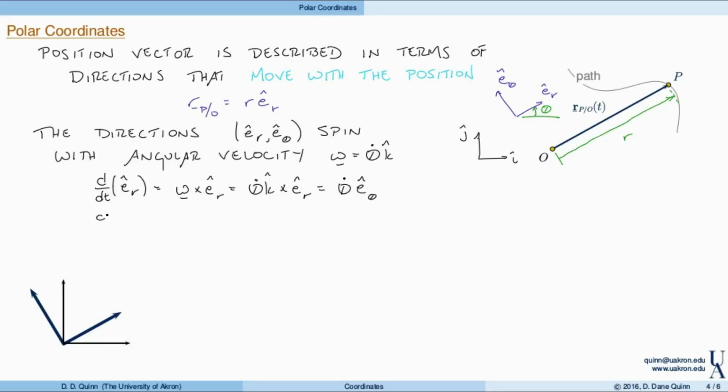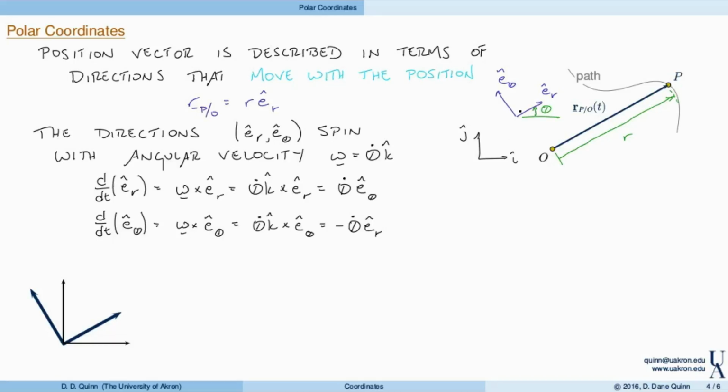Looking at e theta, we have a similar result because the derivative of e theta is omega cross e theta. The angular velocity is theta dot k, and k cross e theta becomes minus ER. So the derivative of e theta is minus theta dot in the ER direction.